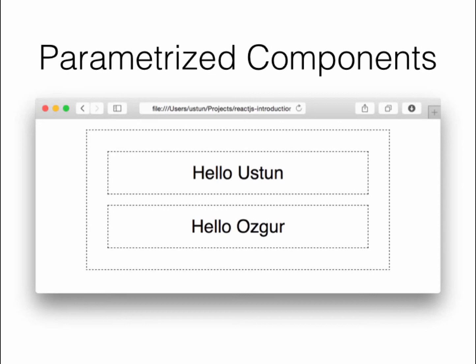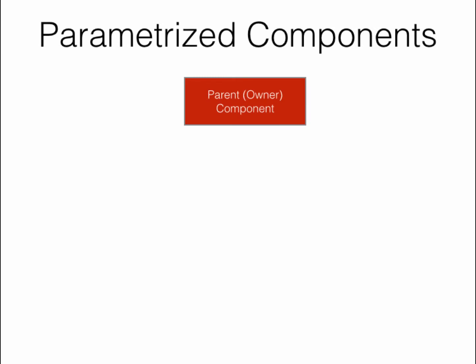Now let's go one step further. So far we have created static components, like hello world saying both times. Now I want to reuse the same component, but in the first case I wanted to say hello Üstün, and in the second I wanted to say hello Özgür, right? I'm actually going to parameterize this simple component I have.